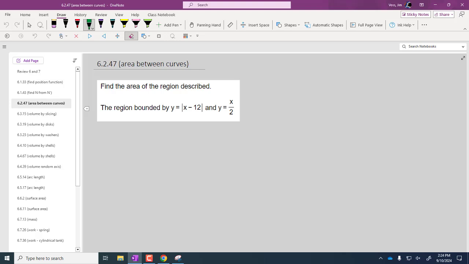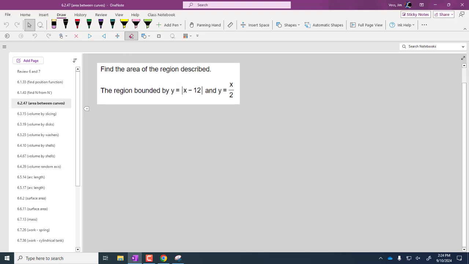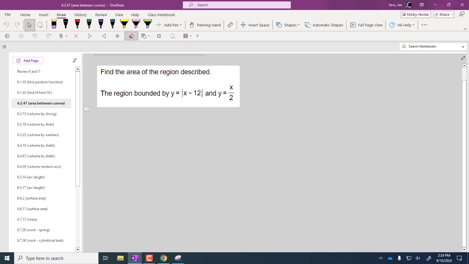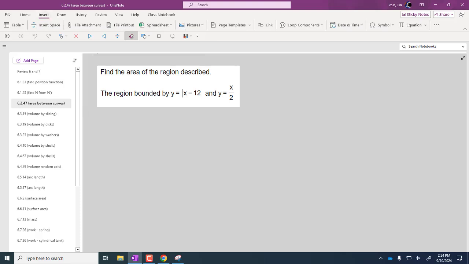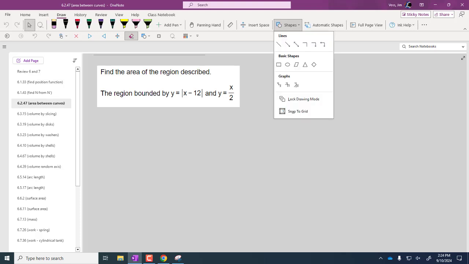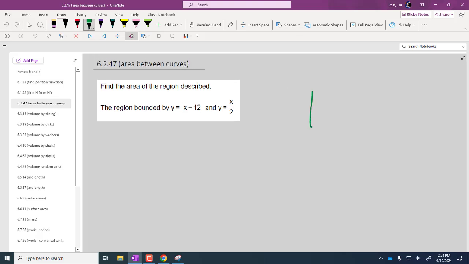Let's see. So we only have one area problem here, so let's go ahead and do that one. It's usually helpful to draw a picture. Having a picture generally is the move. So let's go ahead and draw, let's see, I guess I'm going to draw tab, shapes. So let's go ahead and draw a picture of this. I thought I hit that.